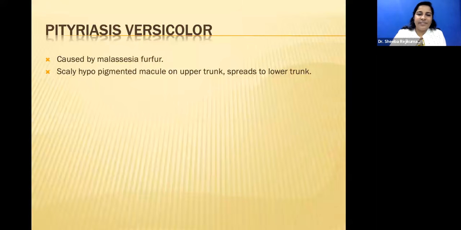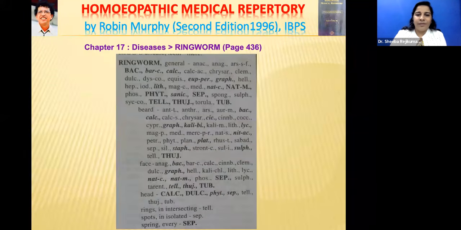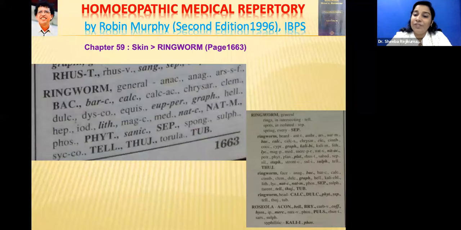This is pityriasis versicolor. Now, I'm just going through some of the repertory pages where the specific name is given, like barber's itch, ringworm of beard. A lot of medicines are mentioned with the same name, ringworm of beard, barber's itch. Again, ringworm in general. See how many drugs. So I'll be discussing these drugs according to the repertory order itself. Ringworm in general, see how many drugs, and ringworm beard, ringworm face, ringworm head.